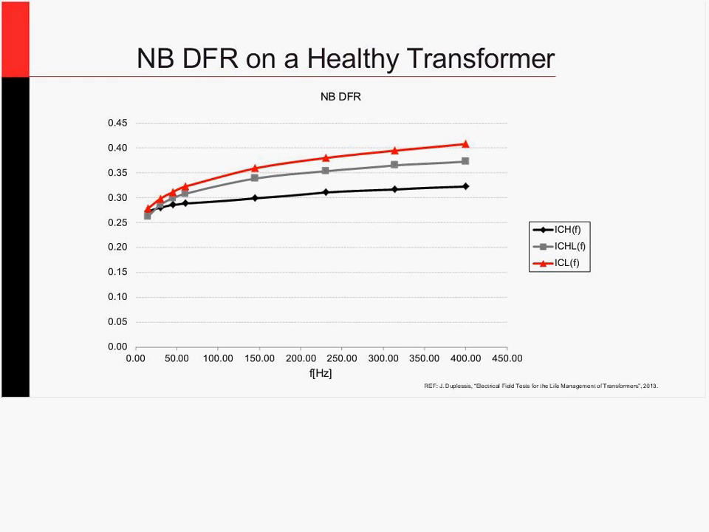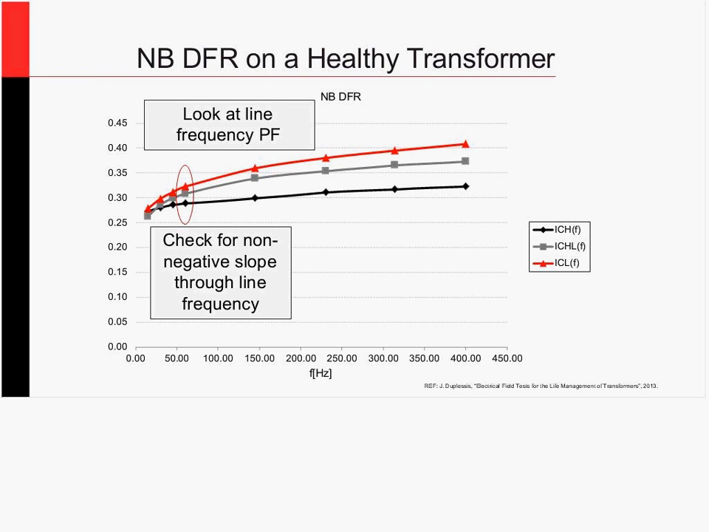Well, we're not discarding power factor at line frequency. That's still an important part of the measurement. So the first thing we do, we look at the power factor at line frequency. In this case, we're between 0.28 and 0.33. So you consider that. And then you're also going to check and make sure that you have a non-negative slope of this line that goes through that 60 hertz, line frequency power factor. So that's one aspect of the analysis.